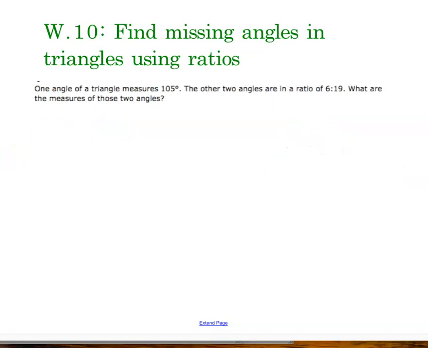A few students identified that W10 was a challenge for them. So I am going to review W10, a few examples. One angle of a triangle measures 105 degrees. The other two angles are in a ratio of 6 to 19. So we don't know them. So we let the one angle be 6x and the other angle be 19x because we don't know the initial measure. We want to know the measure of these two angles.